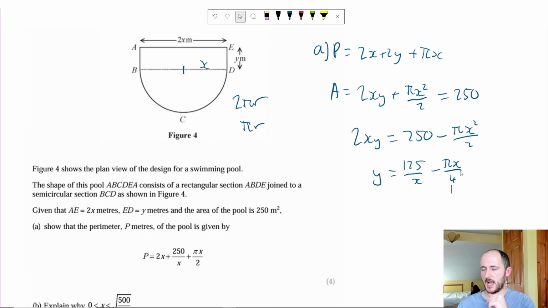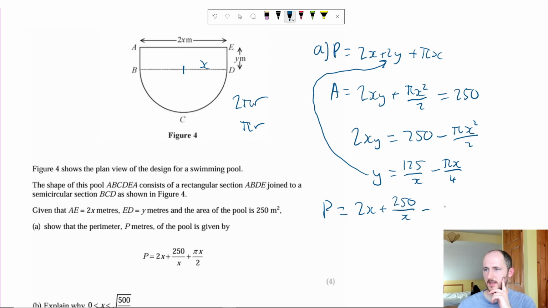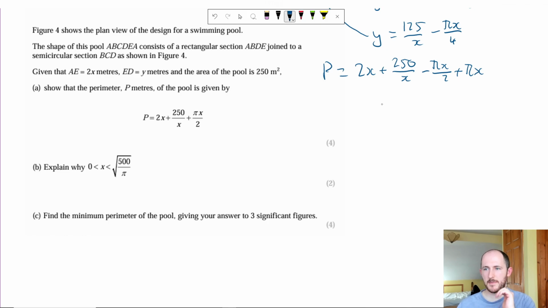It doubles the denominator. Subbing that back into my original, we get p is equal to 2x plus 2 times all of this. In fact, I'm gonna cheat. 2 times 125 over x would be 250 over x. And then minus 2 times all of this, so that would just be, again, it would just be pi x over 2, and then plus pi x. Now, ooh, this is, okay. Some of you may be able to see that that will simplify to the expression that I want.